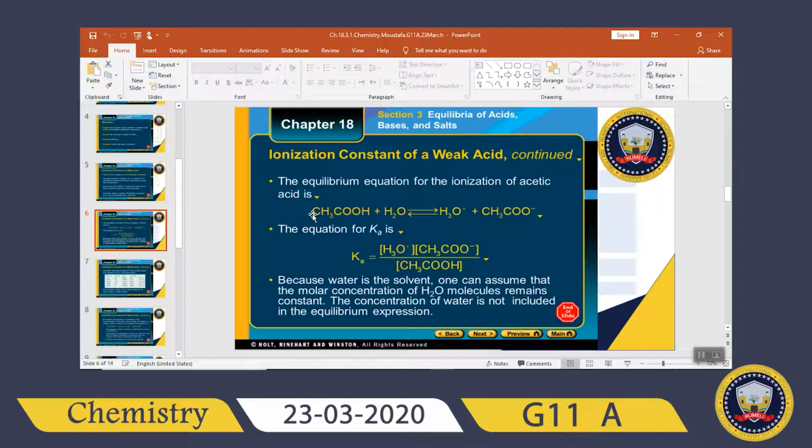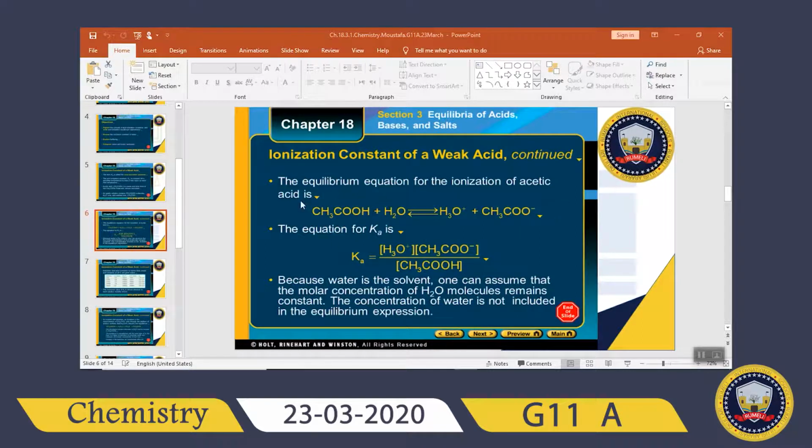1 mole of acetic acid will ionize with 1 mole of H2O to produce 1 mole of hydronium ion and 1 mole of acetate ion. So Ka equals the concentration of hydronium ion to the power 1 times the concentration of acetate to the power 1 over the concentration of the acid, which is the acetic acid, also to the power 1.